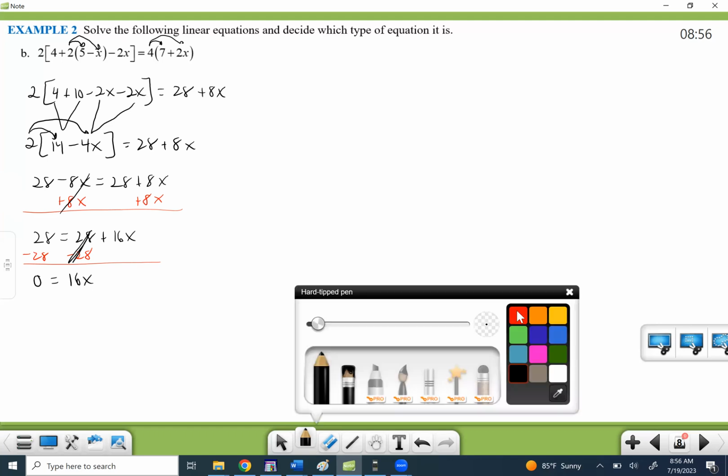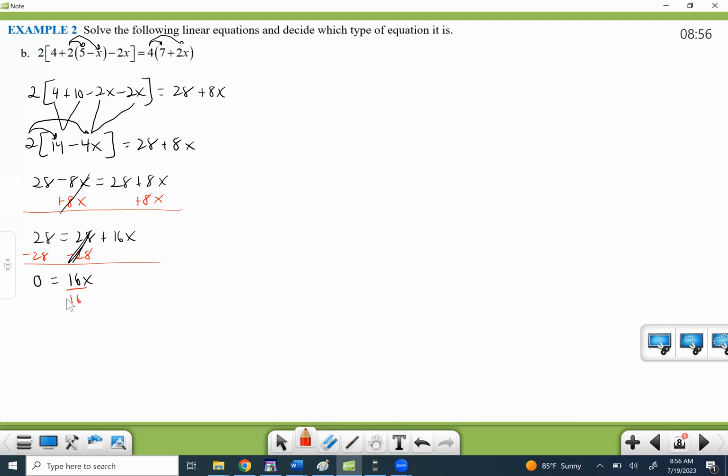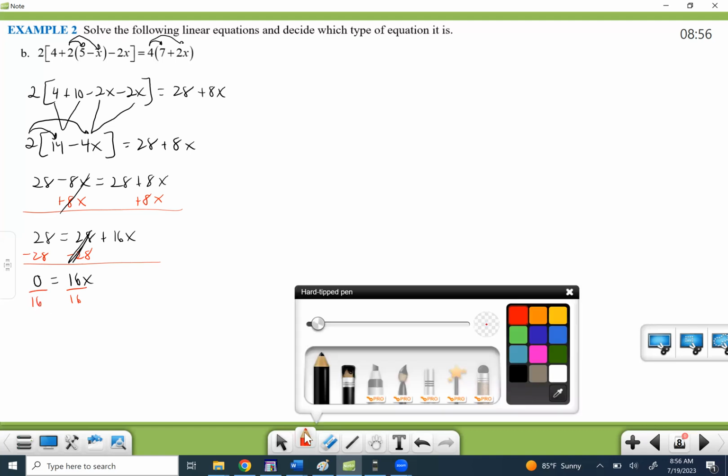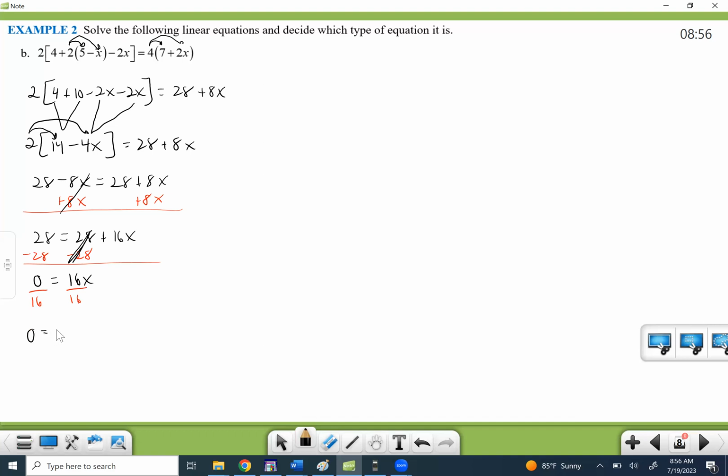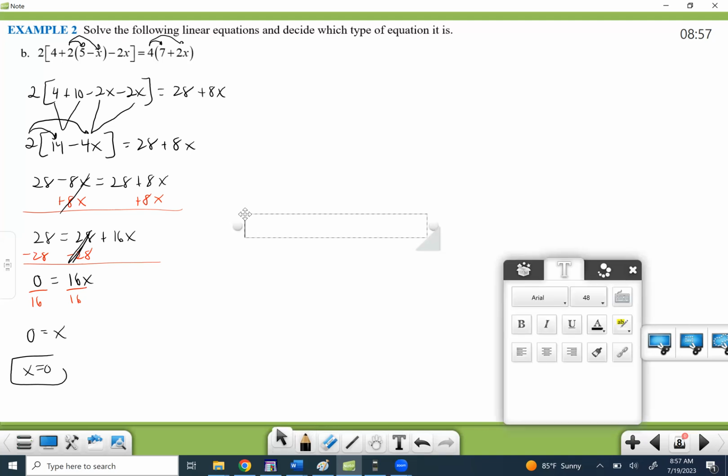This always weirds some students out, we're going to divide by 16. Well, 0 divided by 16 is 0. Remember, you guys, if the 0 is on the bottom, it's undefined. If the 0 is on the top, it's just 0. Now, so that's the solution. If I said to you, what type of equation is it? Maybe you remember that it's conditional. It's true under the condition that x equals 0.